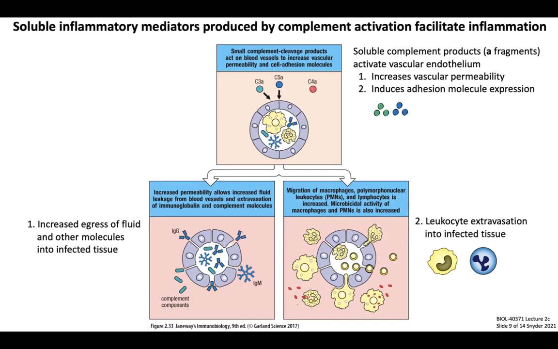First, the production of soluble complement products, that is, the A fragments produced following proteolysis, promote inflammation by activating the vascular endothelium. As we discussed in Lecture 2a, this activation leads to two key outcomes. One is an increase in vascular permeability, which allows for the egress of fluids and other soluble molecules into an infected tissue where complement activation has occurred. The second is chemoattraction and induction of adhesion molecule expression by vascular endothelium, which promotes leukocyte extravasation from the vasculature into the infected tissue through diapedesis, which we learned about earlier this week.